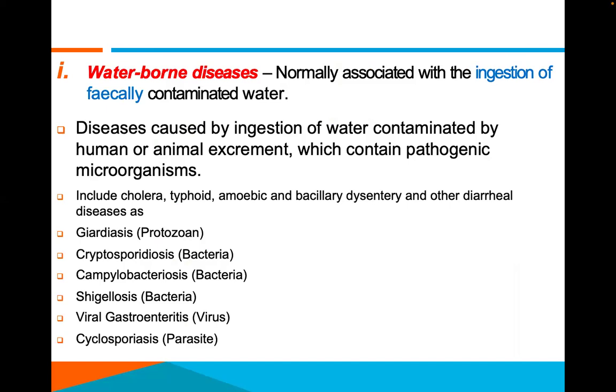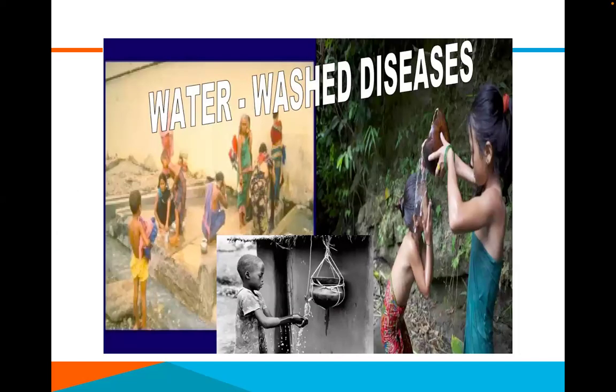Waterborne disease normally is associated with the drinking or ingestion of fecally contaminated water. Diseases caused by the drinking of water contaminated by human or animal excreta that possibly contain pathogenic microorganisms could include cholera, typhoid, amoebic and bacillary dysentery. There is also giardiasis, cryptosporidiosis, campylobacteriosis, shigellosis, viral gastroenteritis, and even cyclosporosis. And these are all linked with ingesting fecally contaminated water in waterborne disease.